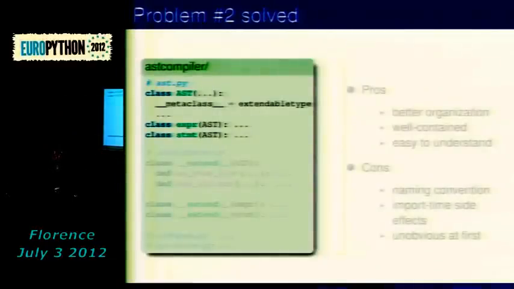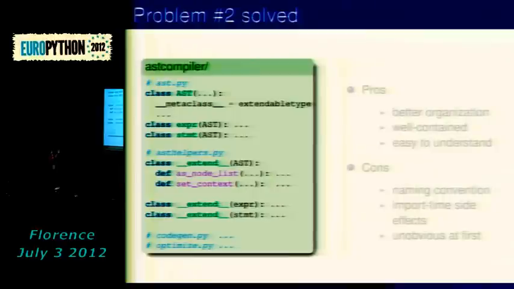So we can use this hack to solve our original problem. We have this base class AST. We declare this metaclass to be ExtendableType, and then we can simply write our classes exp, statement, and etc. Then in the other files, we can put all the methods called ASNodeList or setContext in AST helpers, and we implement it for all classes, for AST, for exp, for statement. Then in CodeGen we do the same for the other set of methods and optimize the same as well.